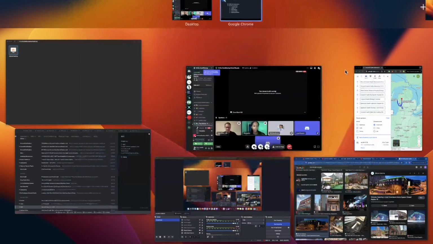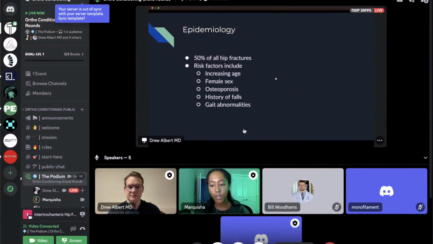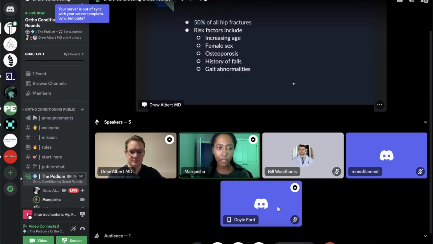Osteoporosis, history of falls, and then gait abnormalities as well. Things like Parkinson's disease can lead to these injury types.